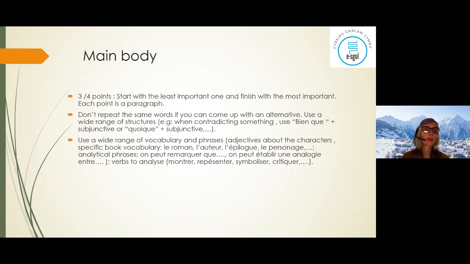And use also analytical phrases like on peut remarquer que, on peut établir une analogie entre, so we can note that, we can establish an analogy between. For example, again, Un secret, because that's the book I'm doing this year, sorry, it's fresh in my head. On peut établir une analogie entre le nom du chien en peluche et le nom du frère du narrateur. So le chien en peluche, Sim, et le narrateur, Simon. So you could use a structure for that.